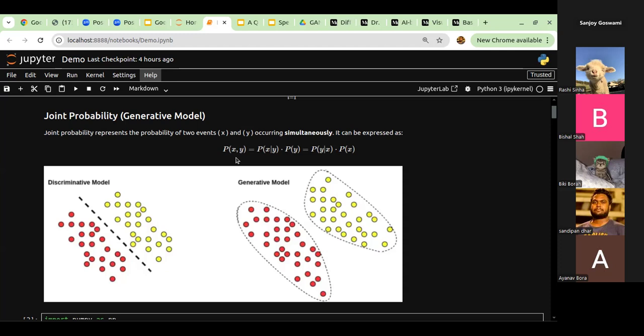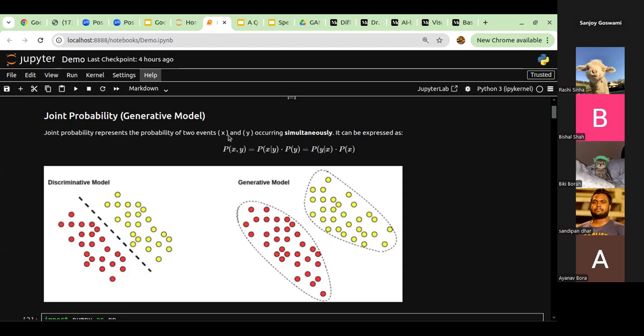The probability of the two events X and Y occurring, say X is any particular ball from this and its corresponding label is red. If you can learn the probability of these two events occurring at the same time, you are also learning this classification indirectly. How? Because the joint probability of X and Y is nothing but probability of X given Y into probability of Y. And if you write probability of Y comma X, it will be nothing but probability of Y given X into probability of X.